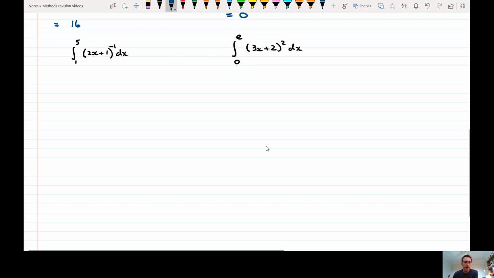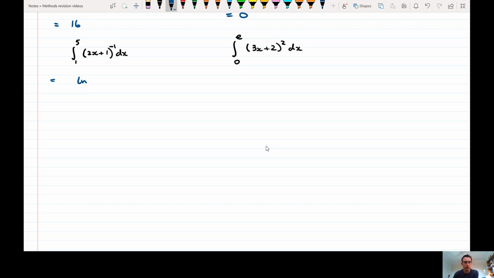Last couple. This next one, we've got 2x plus 1 to the power of minus 1. That indicates it's a logarithm. Remember, our rule does not work with -1. I can't increase that power by 1, which would be 0. I couldn't do this and then divide by that new power because I'm dividing by 0. So anytime you have a power of -1, it must be a logarithm.